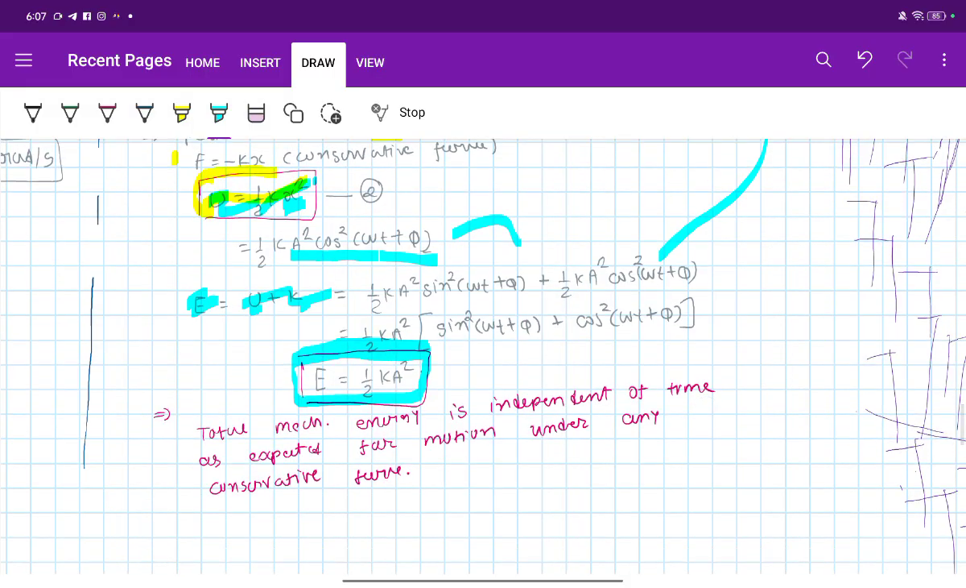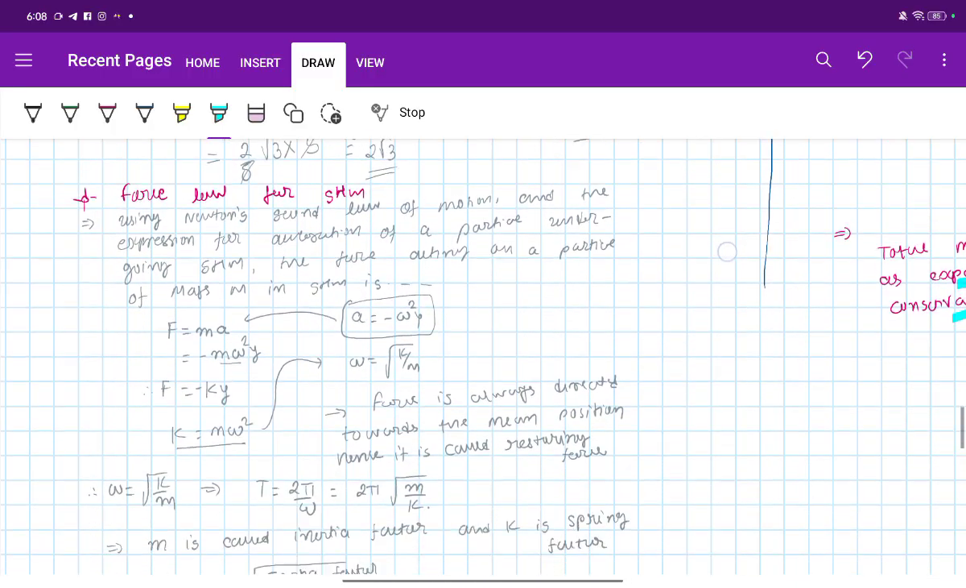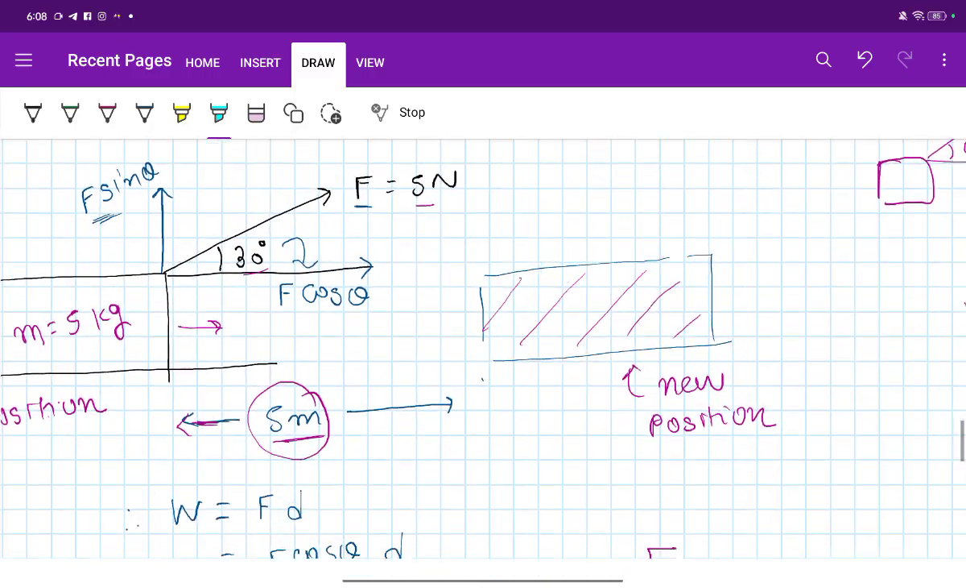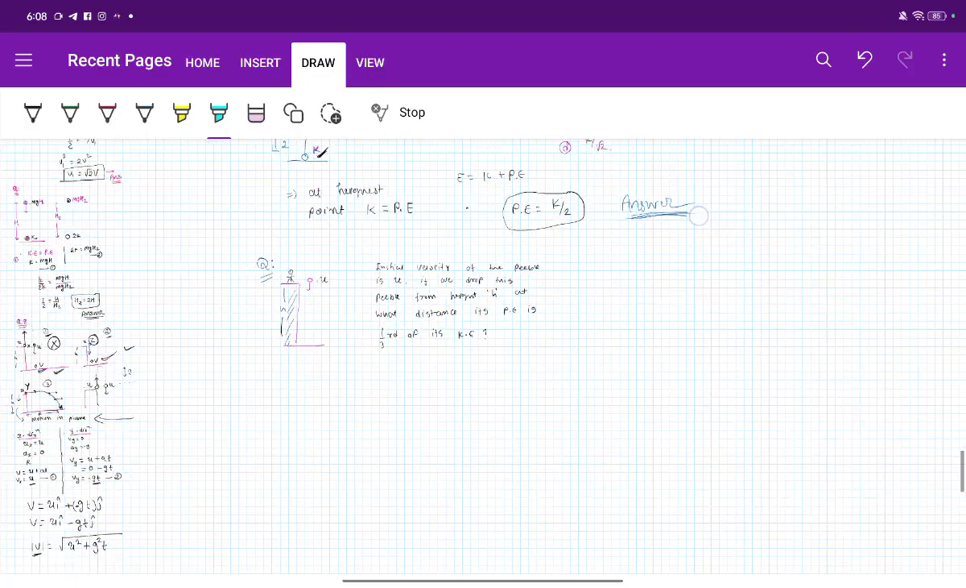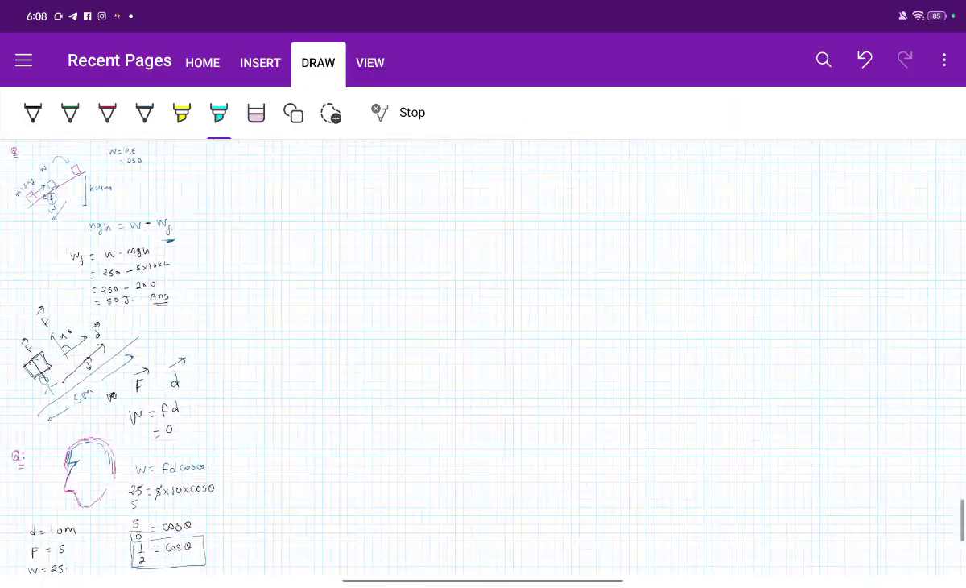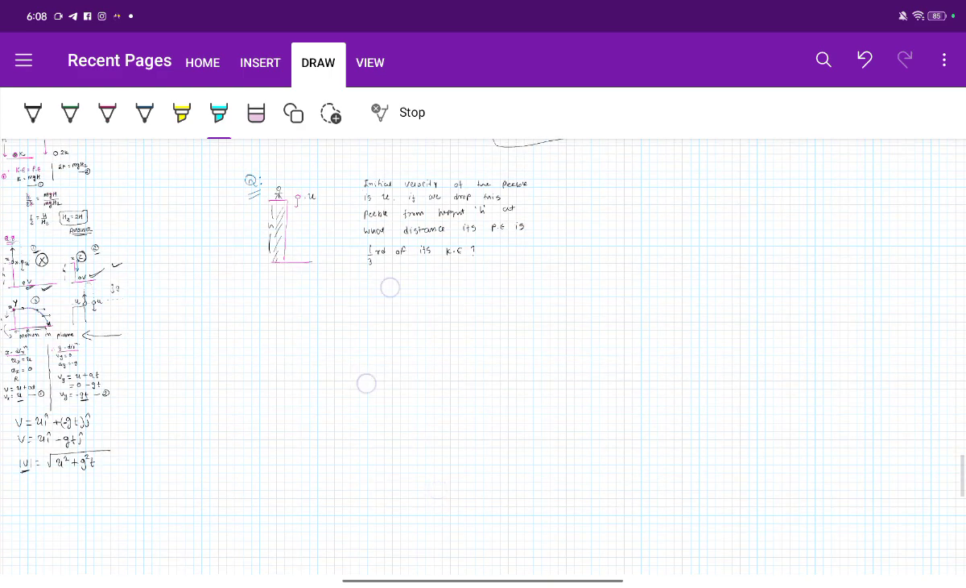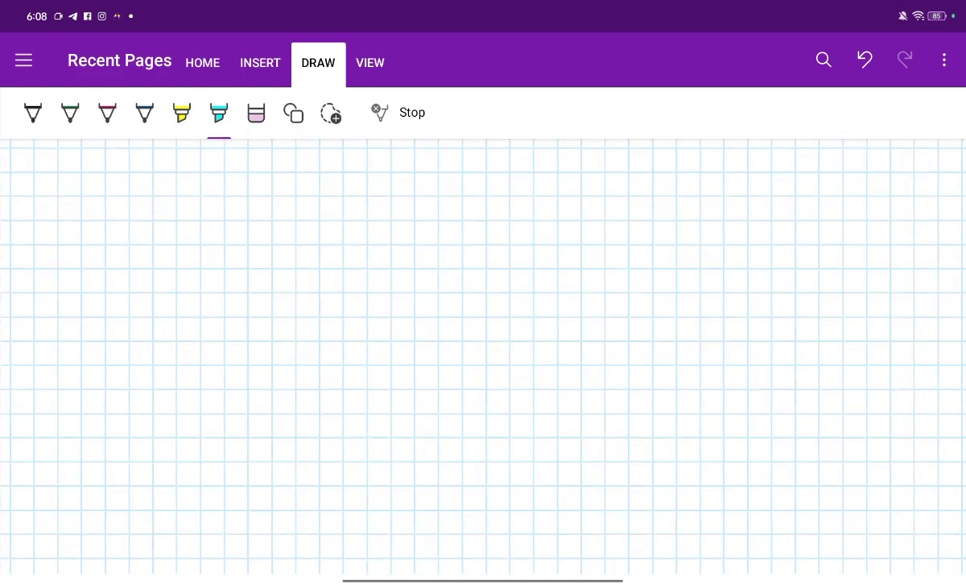So total mechanical energy is independent of time, as you can see from this formula, as expected for motion under any conservative force. Now let's move on. So the total mechanical energy is independent of time. Now let's discuss its graph.